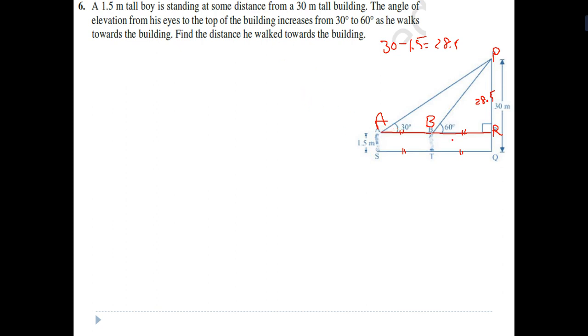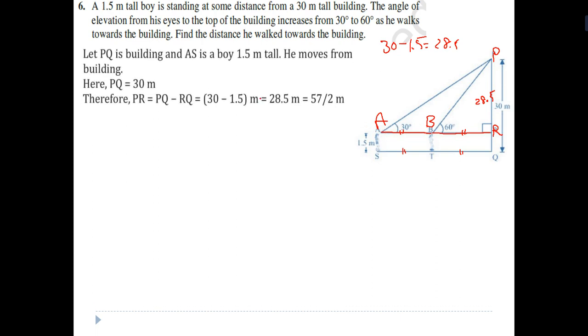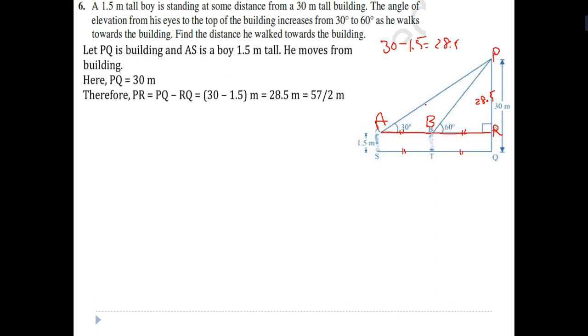So tan 60 and tan 30 we have to use. Now let PQ be a building. As A is a boy, AS is a boy of 1.5 meter tall. He moves towards the building from A to B. PQ is equal to 30.